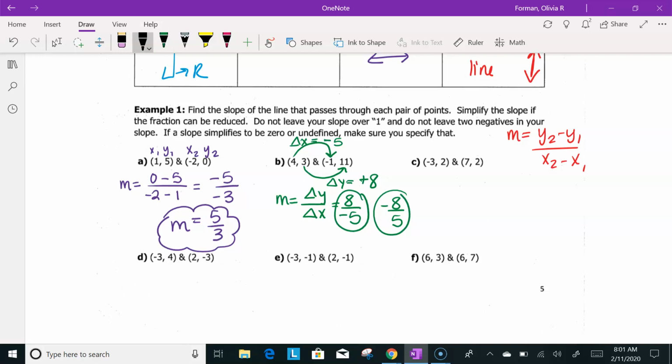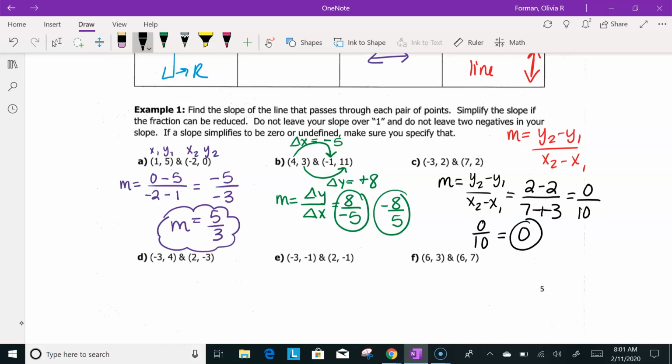For letter C, I'm going to go back to my slope formula. So I take y2 minus y1 over x2 minus x1. If I'm using those points, I might want to say 2 minus 2 over 7 minus negative 3. 2 minus 2 is 0. 7 minus negative 3, that's like saying a 10. So if you have 0 divided by 10, that simplifies to just a 0 slope. And you want to write it as 0, not 0 over 10. We want it as simplified as it can go.